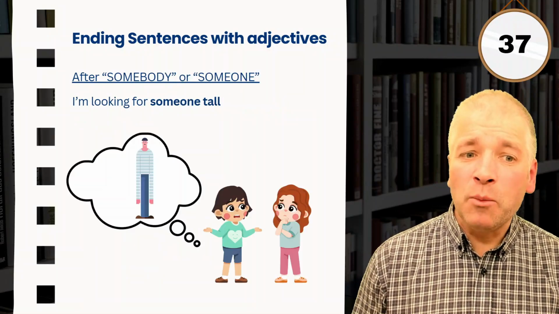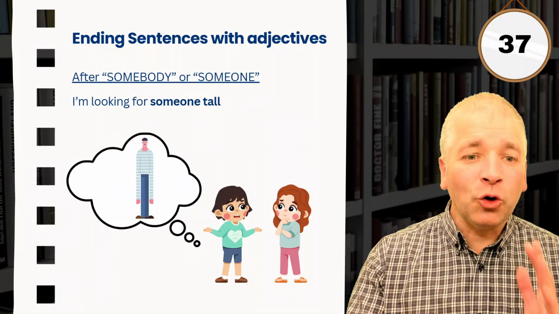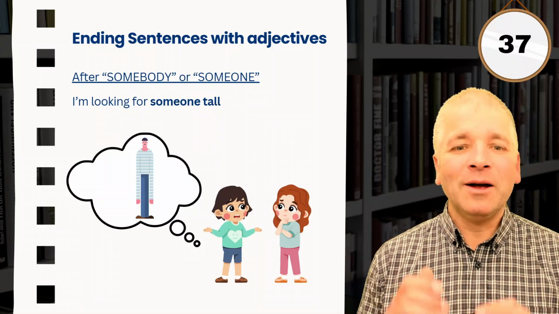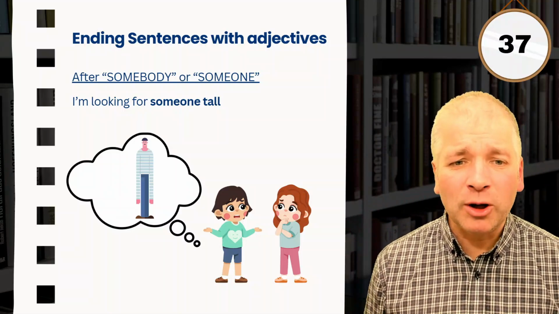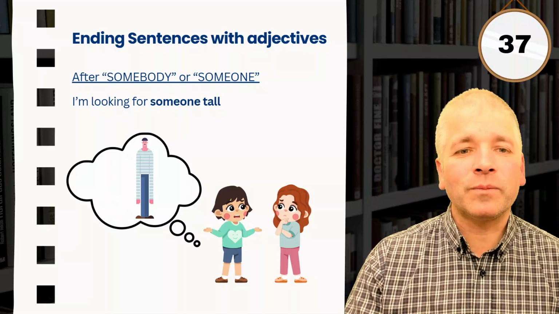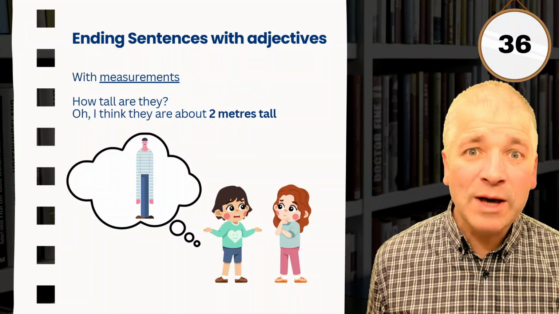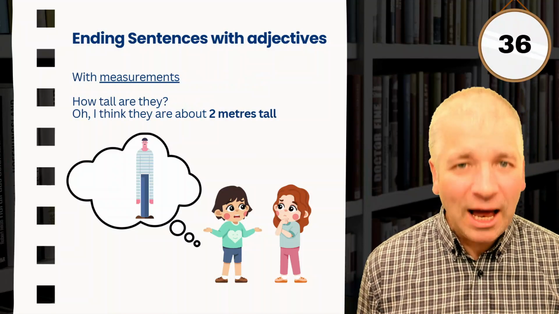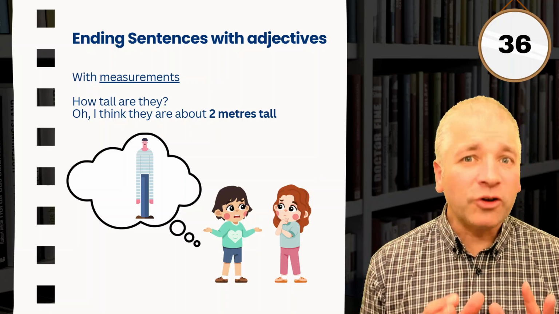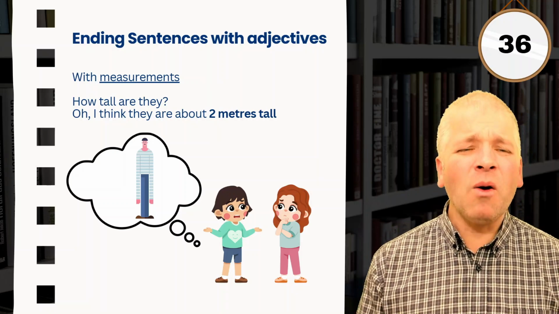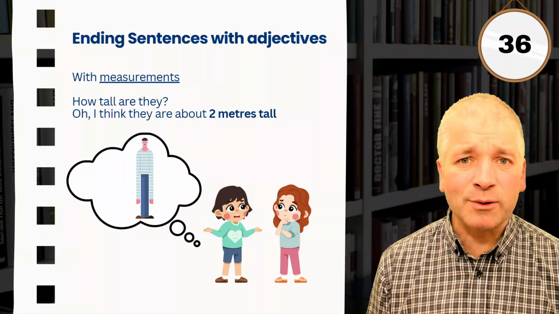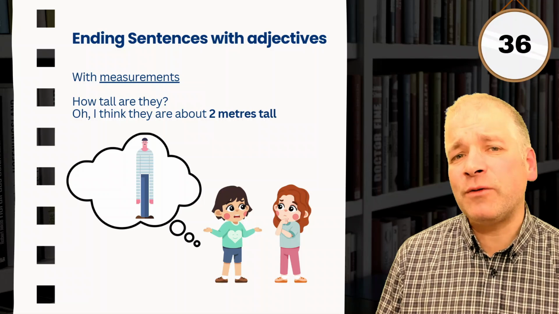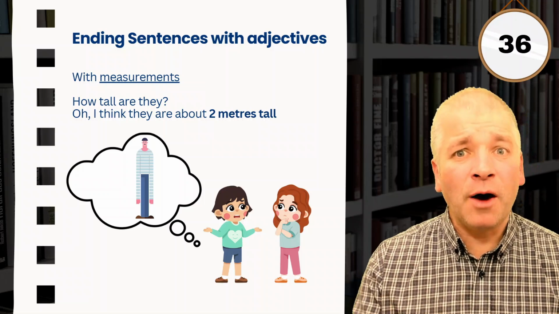After somebody or someone. I'm looking for someone tall. Look at this tall man. The person is thinking about it and describing to the other person. I'm looking for someone tall. And also with measurements, we can often put the adjective after the quantity. How tall are they? Oh, I think they are about 2 meters tall. 2 meters is the quantity, and then the adjective that refers to 2 meters comes afterwards.